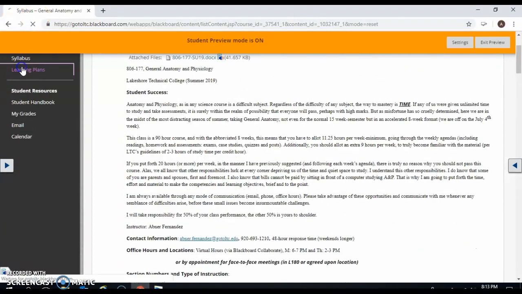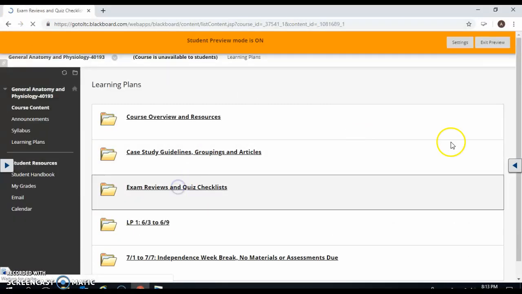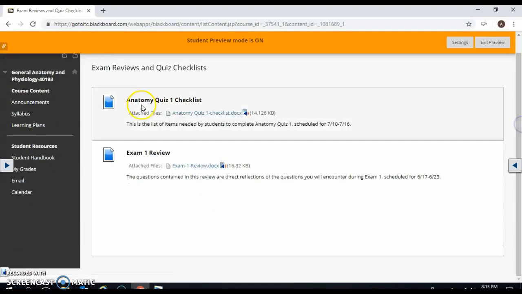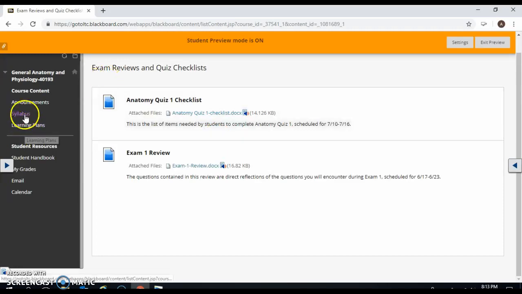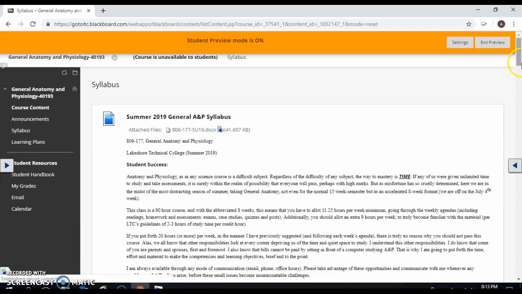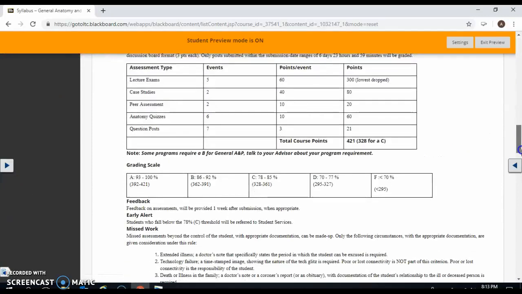In the learning plan labeled exam reviews and quiz checklists. In fact, your anatomy quiz 1 checklist is already up, as well as an exam 1 review. The exam 1 review actually reflects the questions that are going to be included in your exams, and your anatomy quiz 1 checklist is the list of anatomical terms, parts, and landmarks that is going to be included in your first quiz. Okay, so that's that.